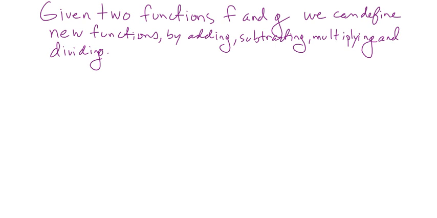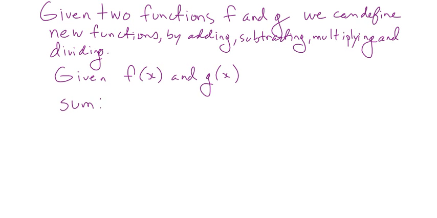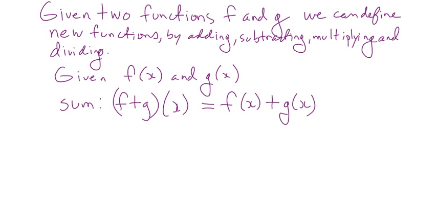Okay, so given f of x and g of x, we can define the sum, f plus g. This is how it looks notation-wise: open parenthesis, f plus g, at x, and this is what it means. It means take f of x and add g of x. So notationally it's f plus g of x, and what you do is you take f of x, you add g of x.